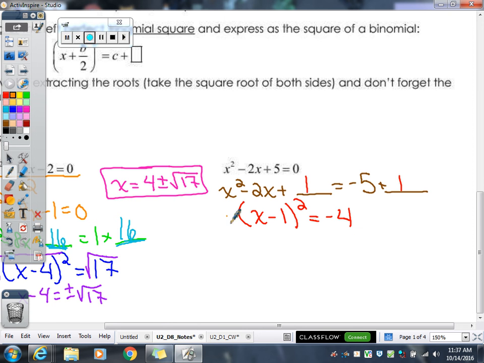So we take the square root. So I get x minus 1 equals plus or minus 2i, negative under the square root sign, so it turns into an i. And then our last step, add the 1 over. Again, we want the 1 to go in front, so we get 1 plus or minus 2i.